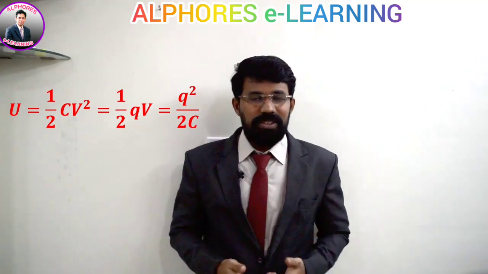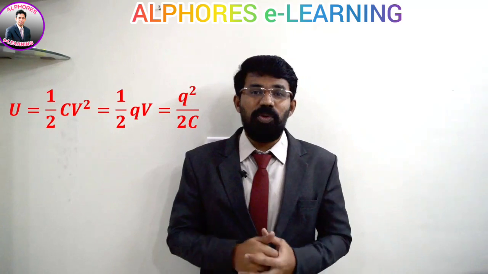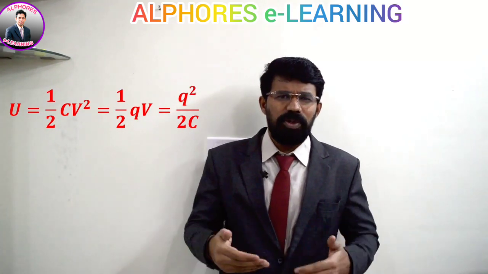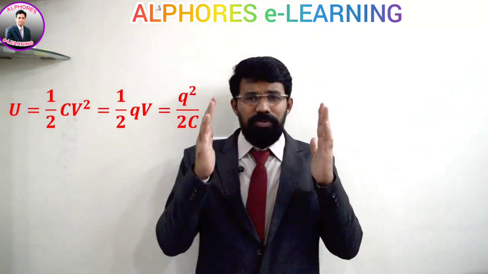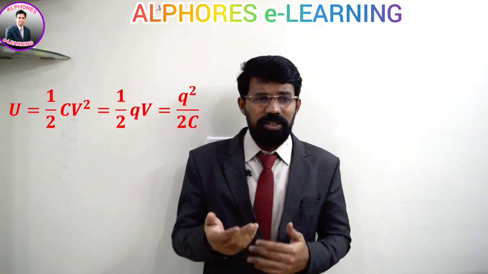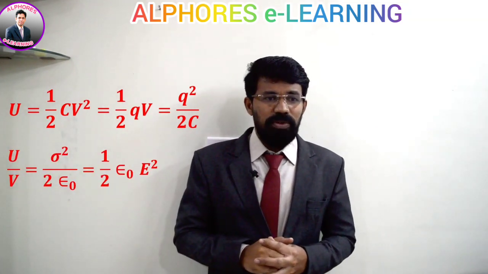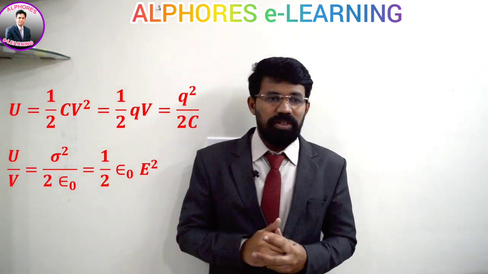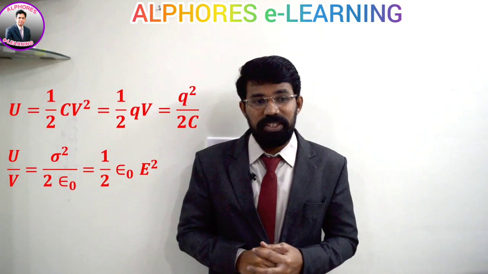Okay. And next, energy density. Energy density means energy per unit volume. Whatever energy equation we have talked about earlier, divide that by volume. Volume is what here? If the plate area is A and the separation between the plates is D, then AD is the volume. So just divide by the volume. This is the equation. U by V is equal to sigma square by epsilon naught, which is equal to half epsilon naught E square. So this is what energy density is.